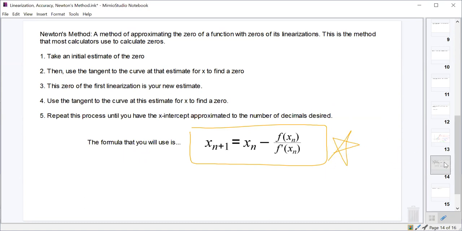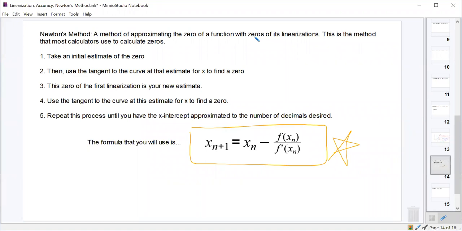Why is it that for every function that has an x-intercept, x sub n plus 1 is always going to be closer than x sub n if you use this method? Well, it's not always going to end up working out. You have to pick something that is sufficiently close enough to it so that there isn't something weird going on in between there.